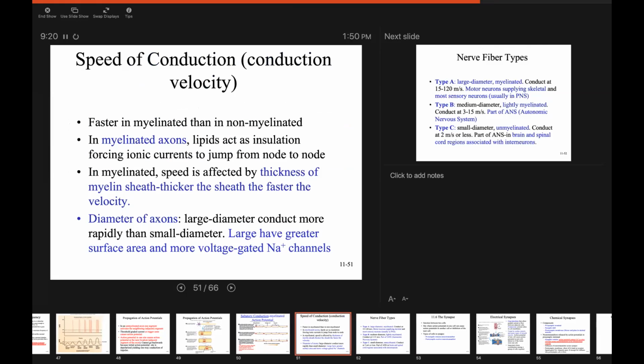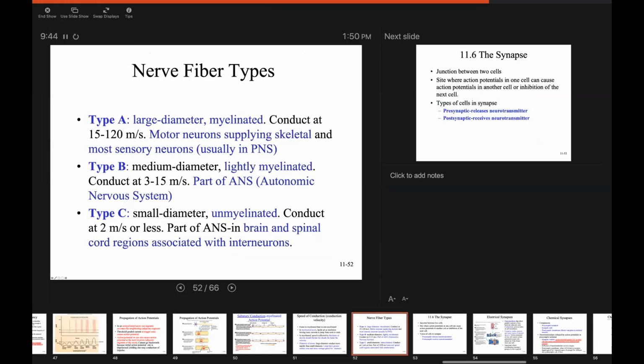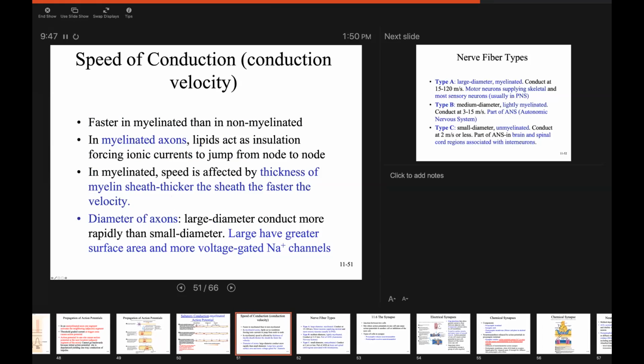Right? Speed of conduction. Well, obviously, in order for us to spend that much energy to make myelinated axons, there better be a payoff. The payoff is our conduction velocity, right? So in myelinated axons, lipids act as insulation, forcing ion currents to jump from node to node. Obviously, that makes it faster to travel in myelinated axons versus unmyelinated axons.